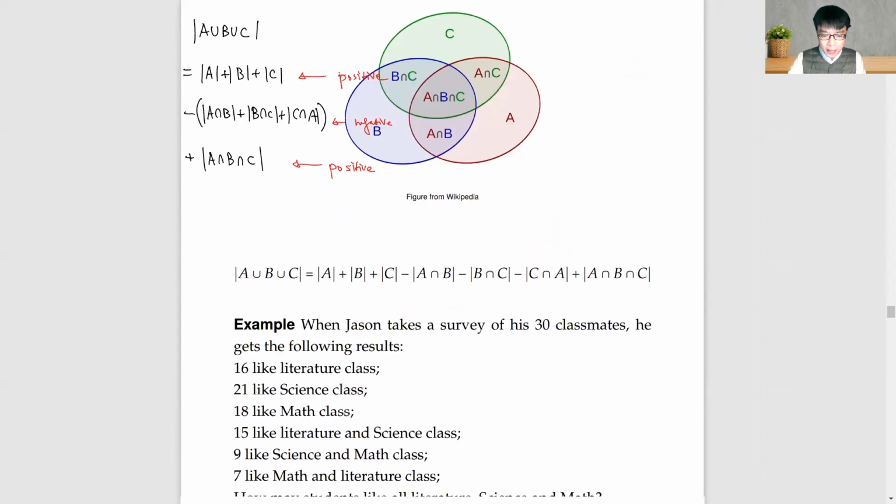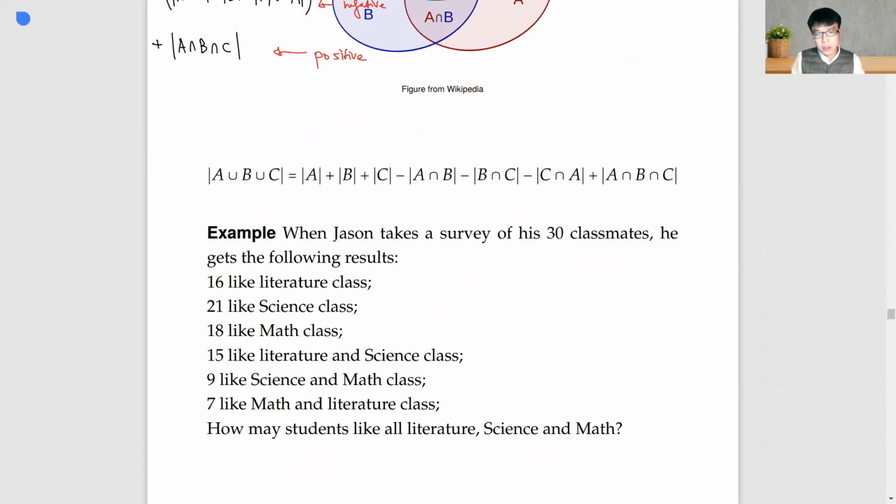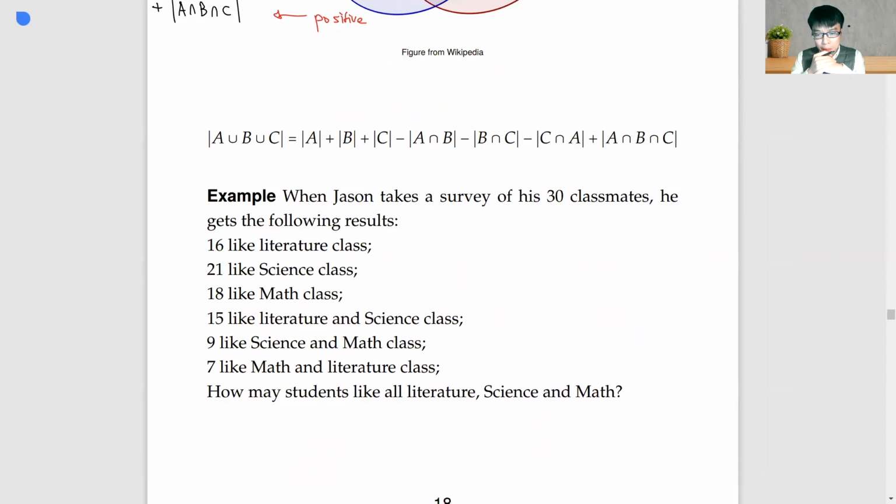All right, let me give you an example. Jason, a student, takes a survey of his 30 classmates. He gets the following result. 16 people like literature class, 21 like science class, and 18 like math class, 15 like literature and science, 9 like science and math, 7 like math and literature. Now the question is how many students like all 3 classes: literature, science, and math?